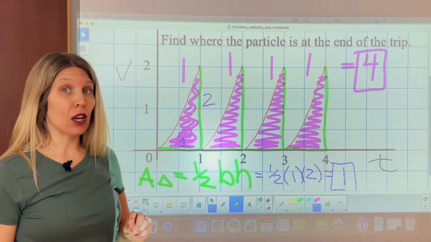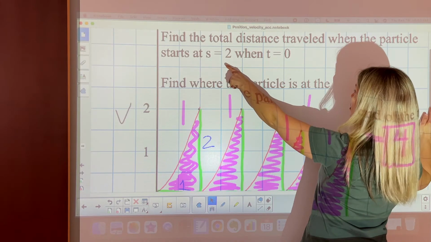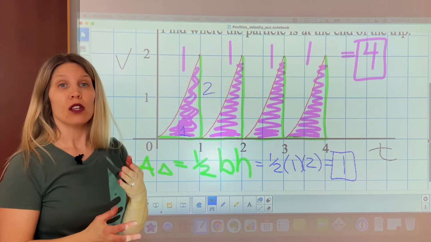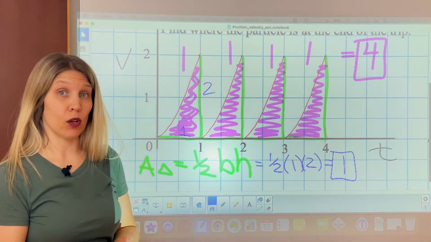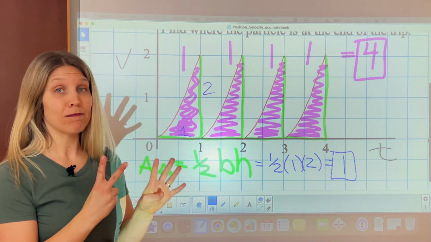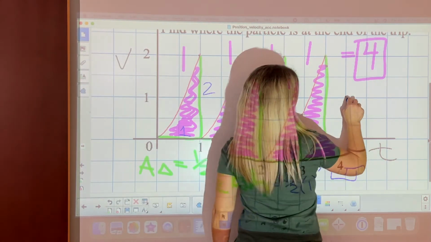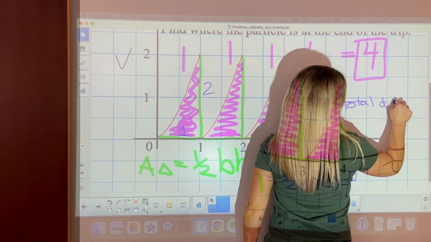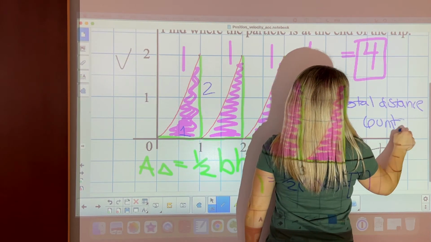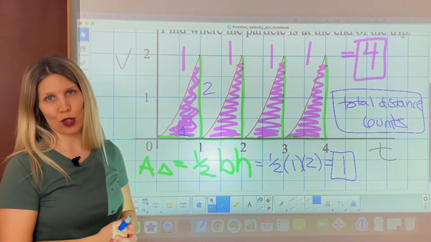Now, in the beginning though, it said the position started at 2. The position started at 2 when t is 0. All right. So the position started at 2 when time was 0. That's what it said in the beginning of the problem. So if you started at 2 and you moved 4 units, what was your total distance? Yep. Your total distance would be 6. And whatever the unit is. So 4 was how much you moved, 6 was your total units.